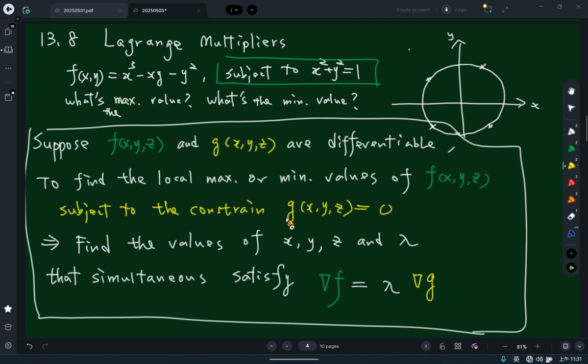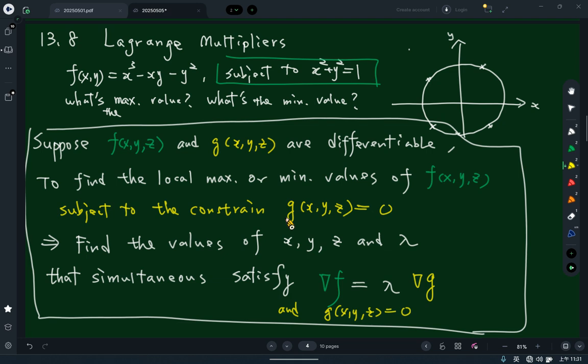And I forgot one: g of x, y, z is equal to 0. Gradient f must be lambda times gradient g, and g of x, y, z must be 0.